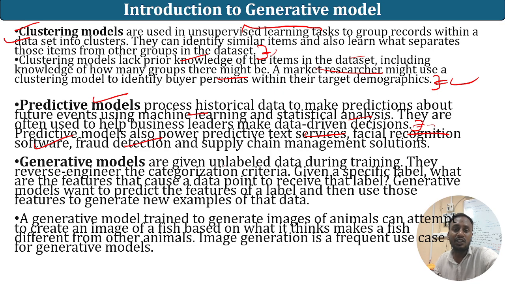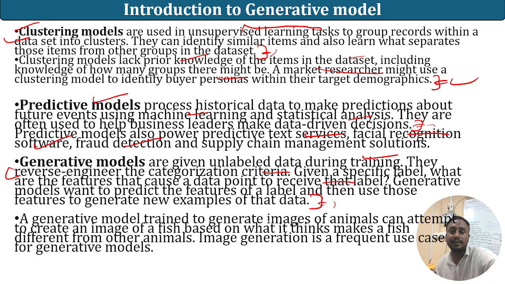And the generative model, actually, for the unlabeled data during the training, they reverse engineer the categorization criteria for a given specific label. What are the features that cause a data point to receive that label? Generative models want to predict the features of a label, then use these features to generate new examples of the data. First they learn it, and then they do reverse engineering.